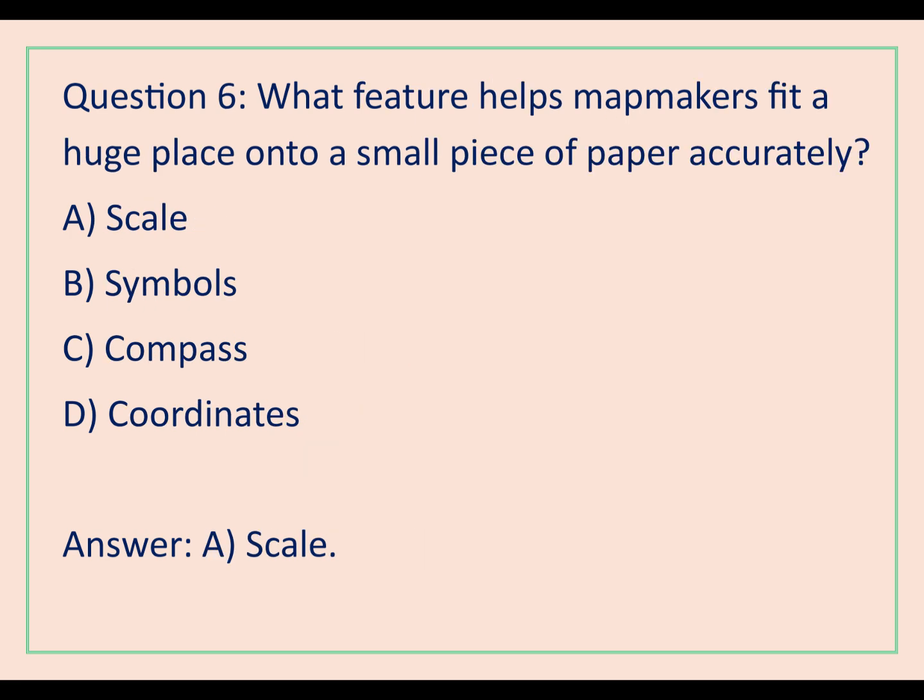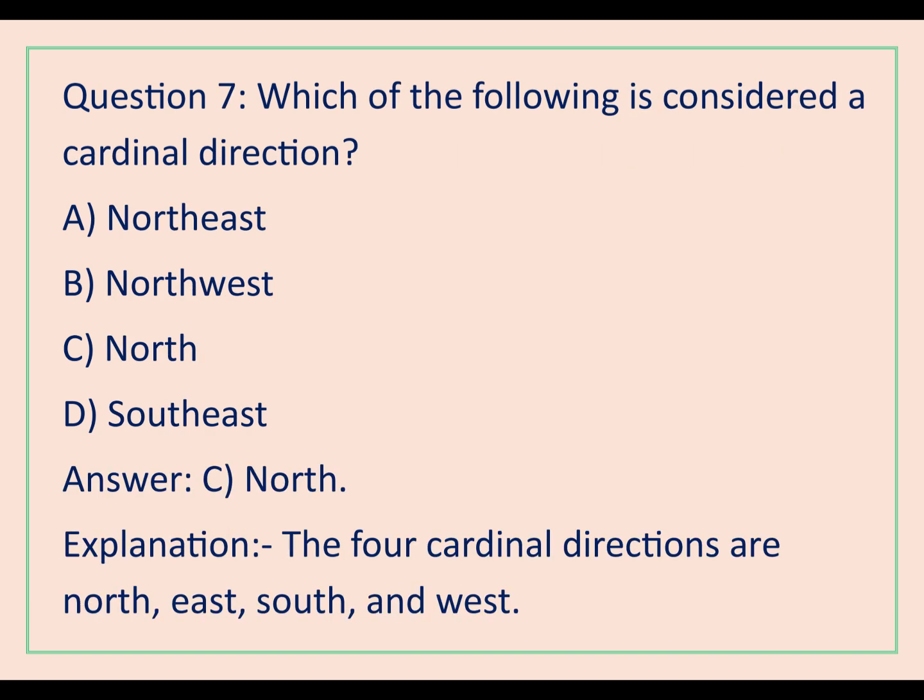Question 6. What feature helps mapmakers fit a huge place onto a small piece of paper accurately? A. Scale. B. Symbols. C. Compass. D. Coordinates. Answer. A. Scale.